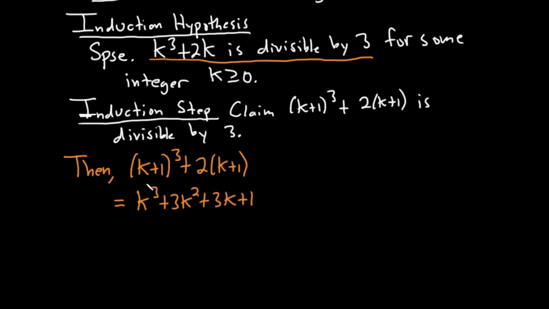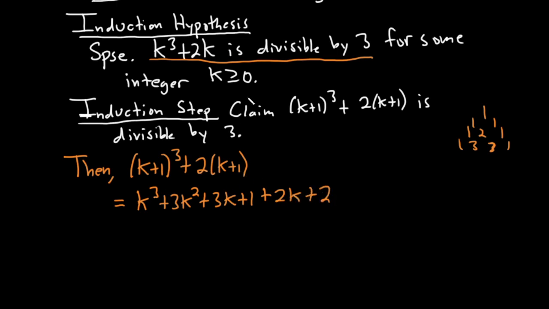It's worth memorizing. You can memorize it from Pascal's triangle: 1, 1, 1, 1, 2, 1. You add, so it's 1, 3, 3, 1, and then the powers decrease. Eventually you'll memorize it. Plus 2 times k is 2k. Plus 2 times 1 is 2.